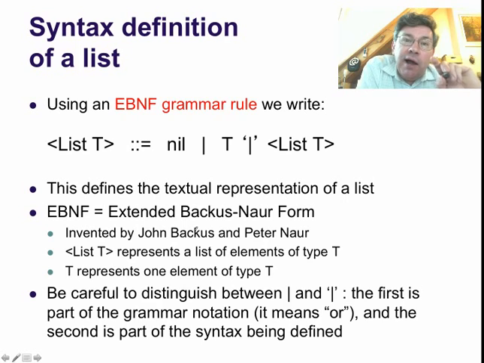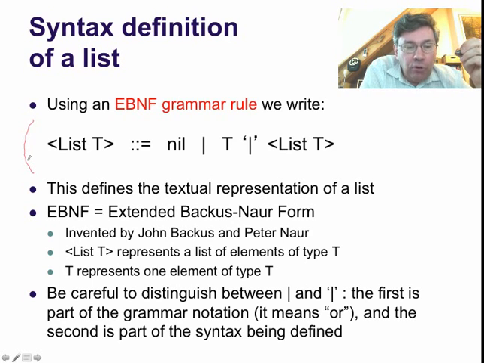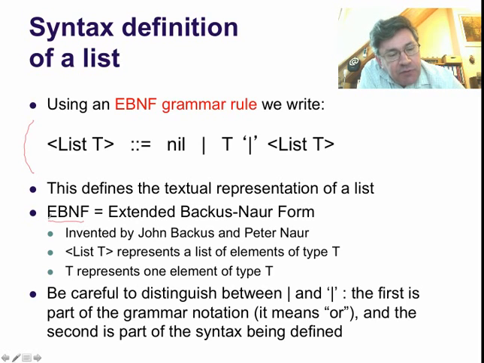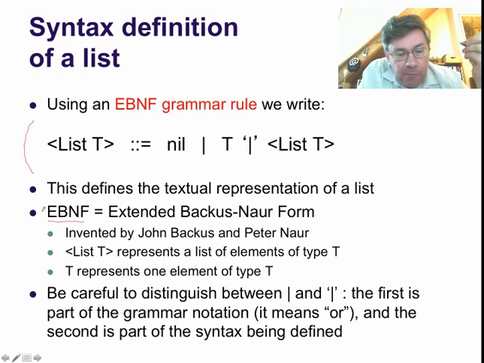That will come. Don't confuse syntax and semantics. The textual representation is just the surface, but it's an important surface. Semantics is what's going on underneath. For now, we're going to define the syntax of a list, and the semantics will come in a later lesson. So we will define the syntax using what's called an EBNF grammar rule. So EBNF stands for Extended Backus-Naur Form, which is a very popular way of defining syntaxes invented by John Backus and Peter Naur 50 years ago.